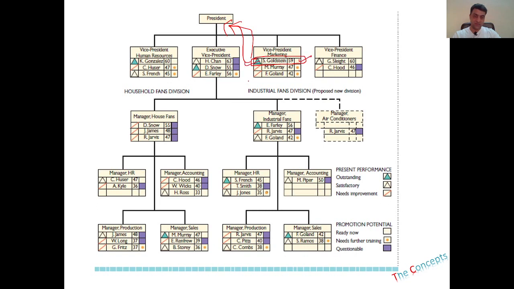In the same way, if we have to look at who should be promoted to the next level, we can clearly see that this person is ready to be promoted and has the outstanding performance. So this person can be promoted to the next level. So this is how you use your replacement charts when you have to deal with the promotions.